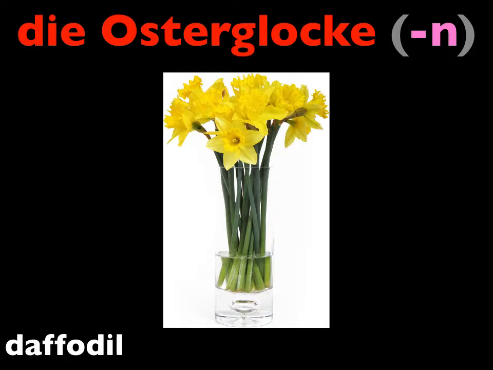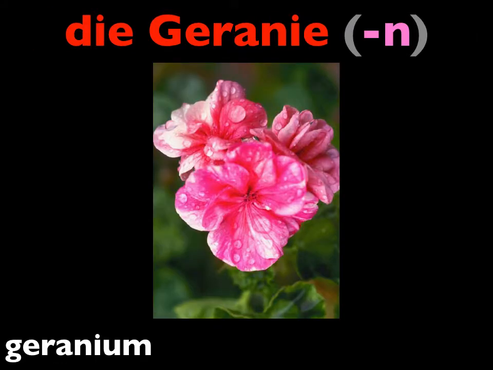Die Osterglocke. Die Osterglocke. Oster refers to Easter, which is around the time these flowers are in full bloom, and the word Glocke means bell, as in the shape of the center part of the flower, so Germans call it, in essence, an Easter bell. Let's continue. Die Geranie.